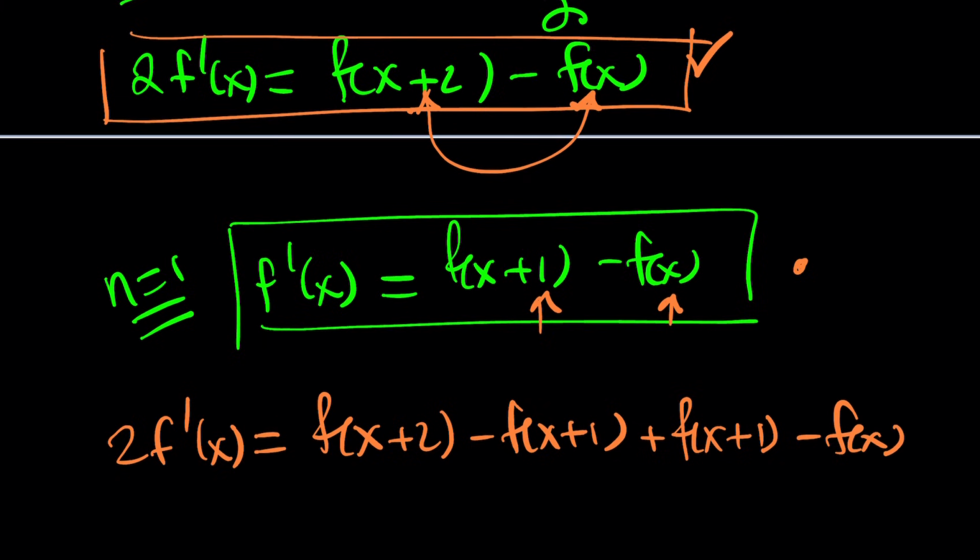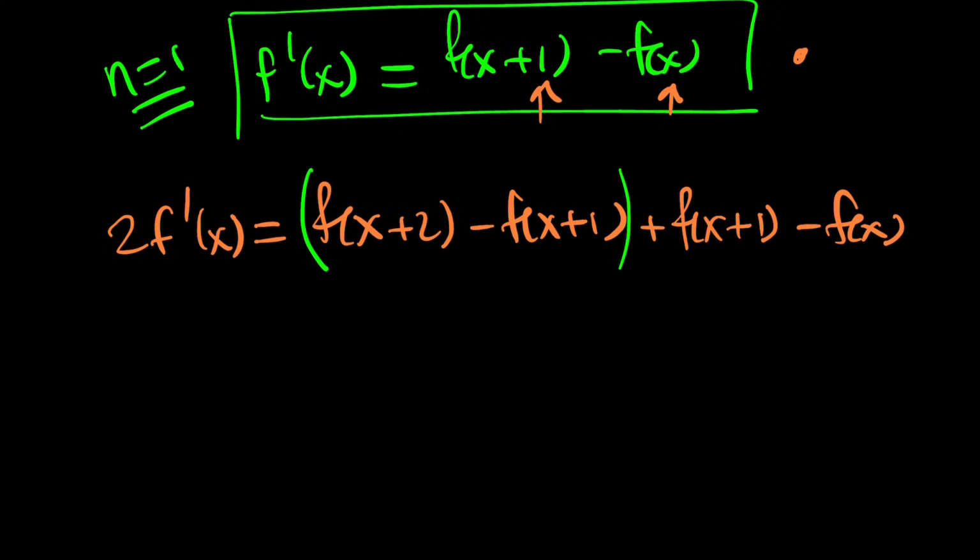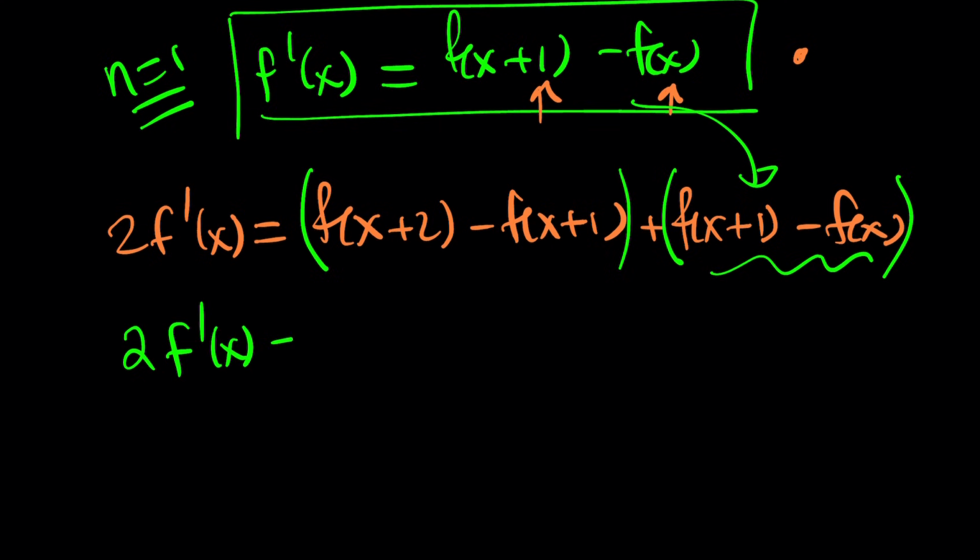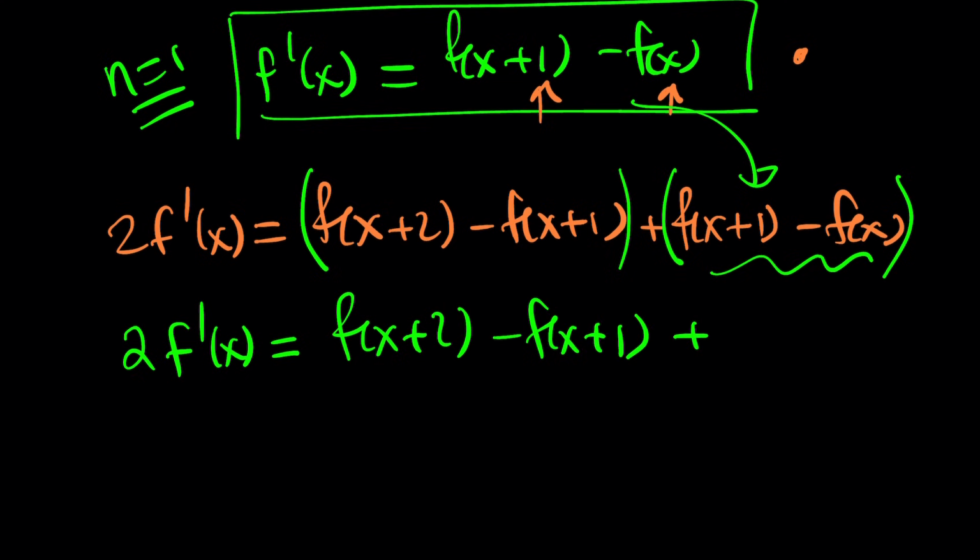Now take a look at this expression and ponder a little bit. Look at that. These two pieces are beautiful. That's what we have been looking for. And best of all, this difference is equal to what? f prime of x from here. Take a look at that. So here's what we're going to do. We're going to write 2f prime equals this, which is f of x plus 2 minus f of x plus 1, plus f prime. Because as you know, with n equals 1, we get f of x plus 1 minus f of x equals f prime. Make sense? I hope it does.